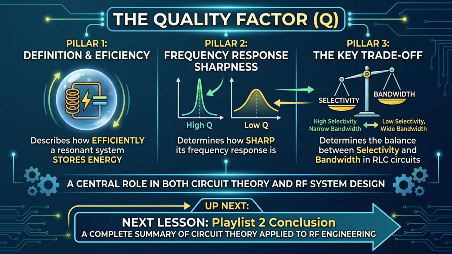In this lesson, we learned that the quality factor describes how efficiently a resonant system stores energy and how sharp its frequency response is. It determines the trade-off between selectivity and bandwidth in RLC circuits and plays a central role in both circuit theory and RF system design.